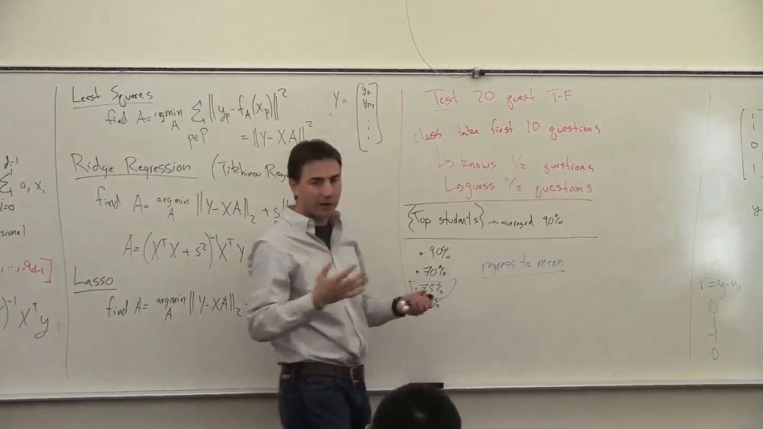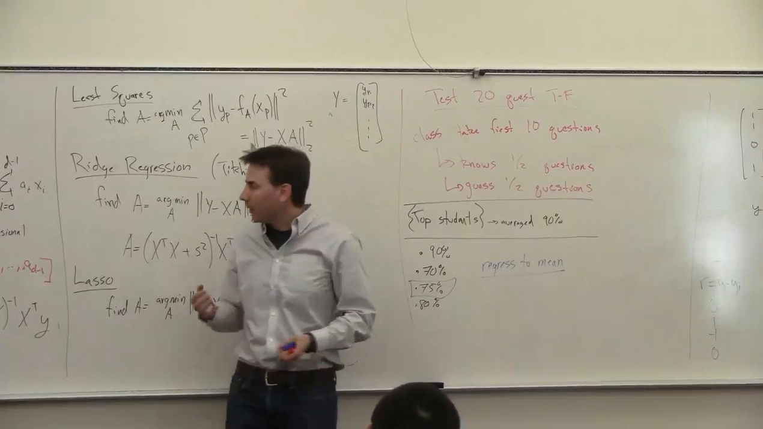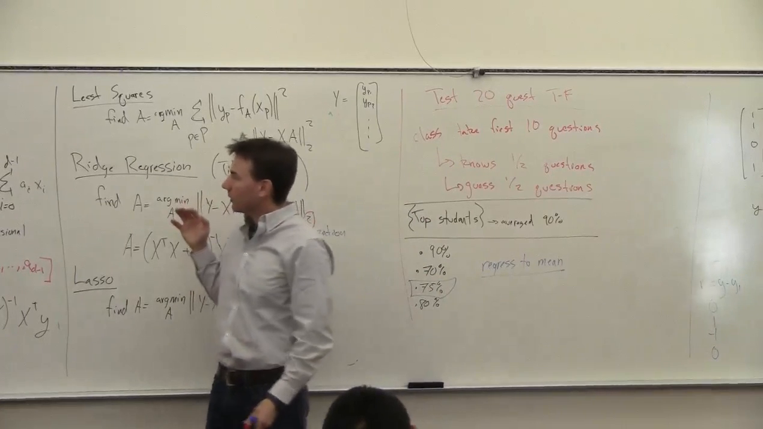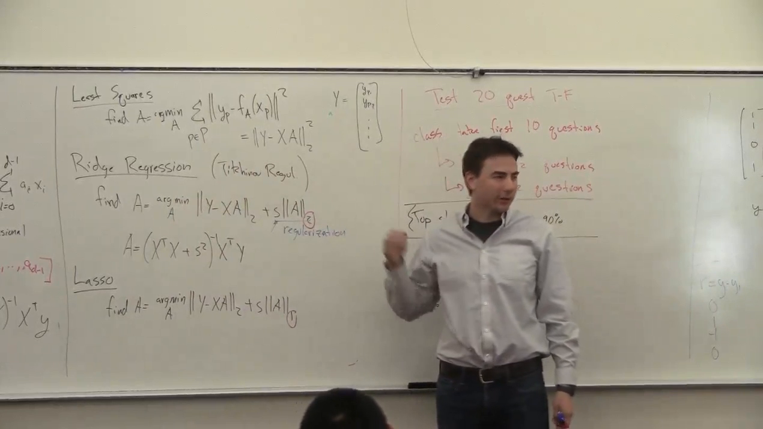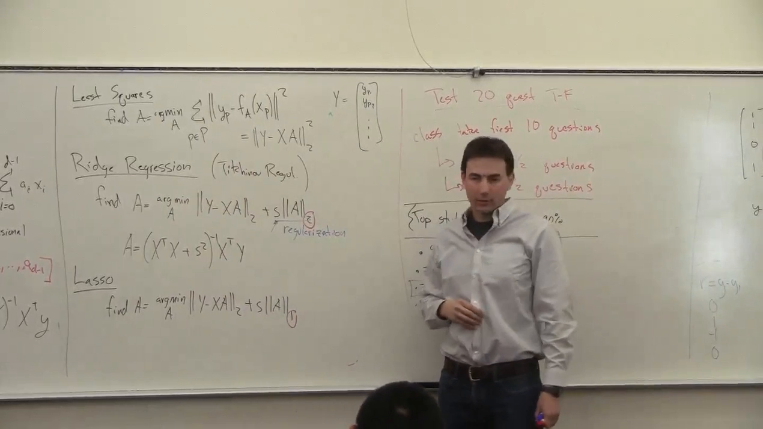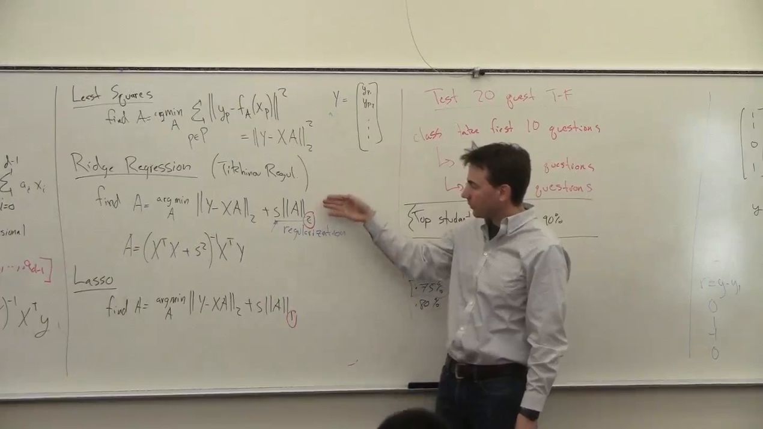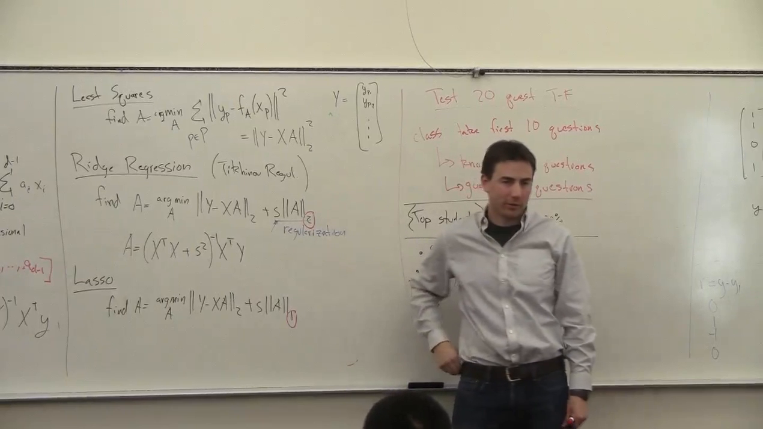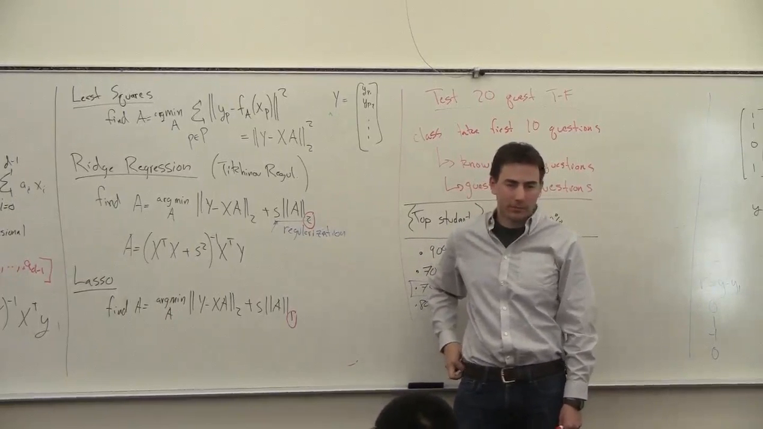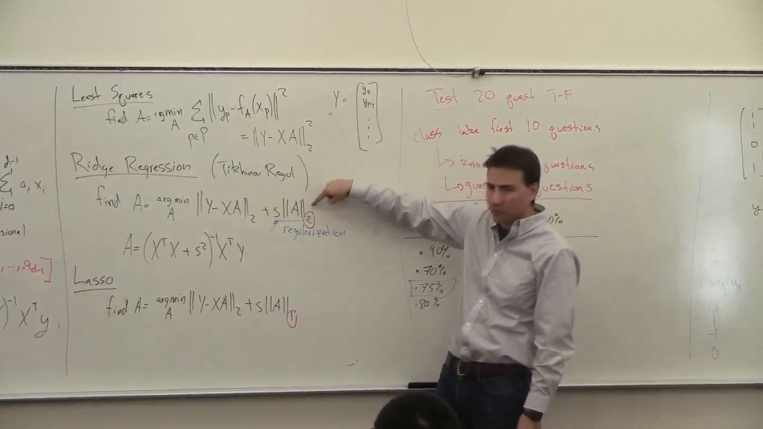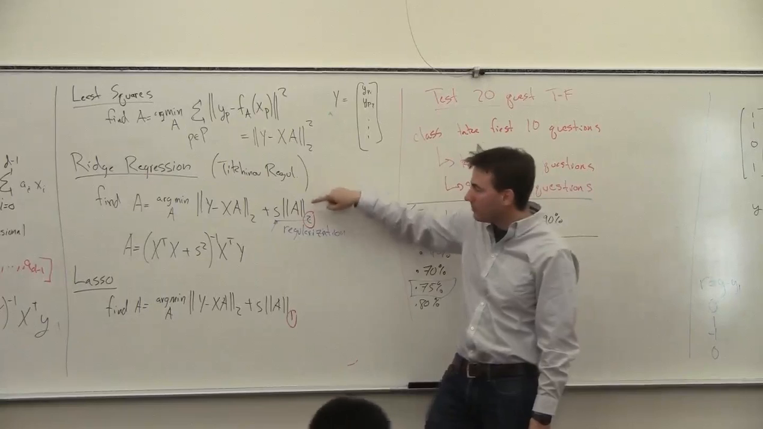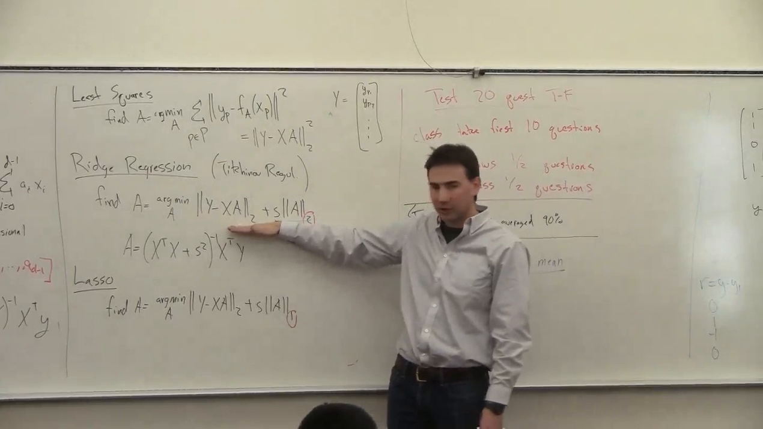So this is the idea of regressing to the mean. What does this have to do with least squares? And what does this have to do with these regularization parameters? Okay, so what are these regularization terms doing? It's saying you want to minimize this expression here.